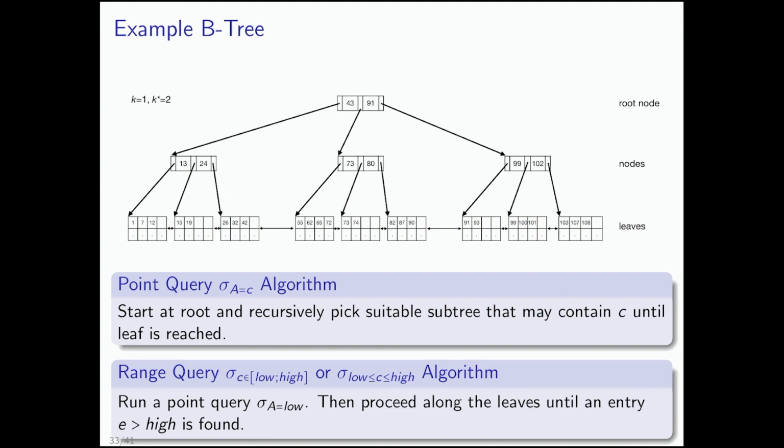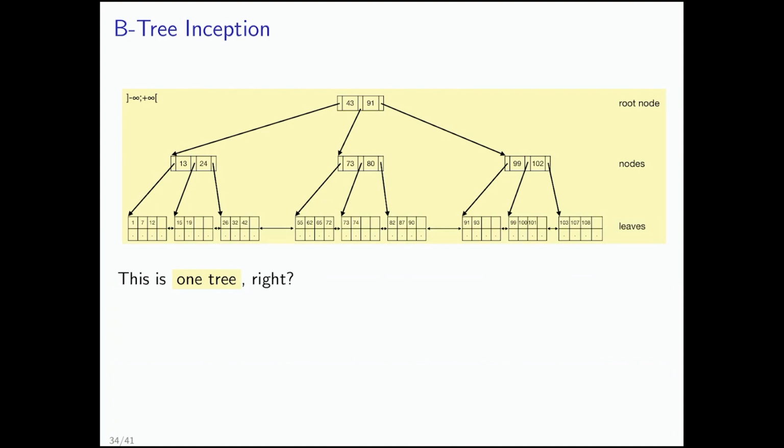Yeah, is that clear? So there are algorithms that maintain the structure and make sure that the B tree is always in shape. An important thing is what I call a B tree inception. If you think about that, that is one tree, one B tree as I defined it with 3 levels. And all of the yellow stuff here is one tree.